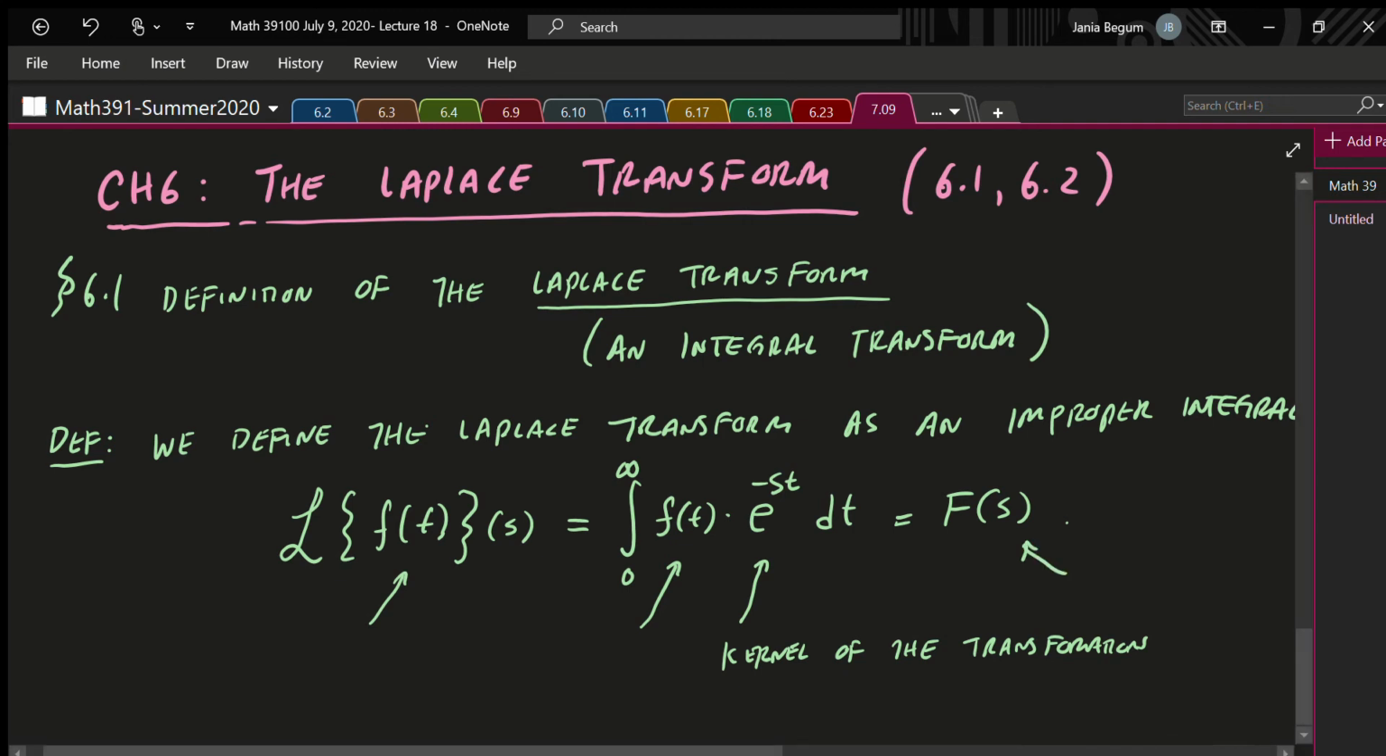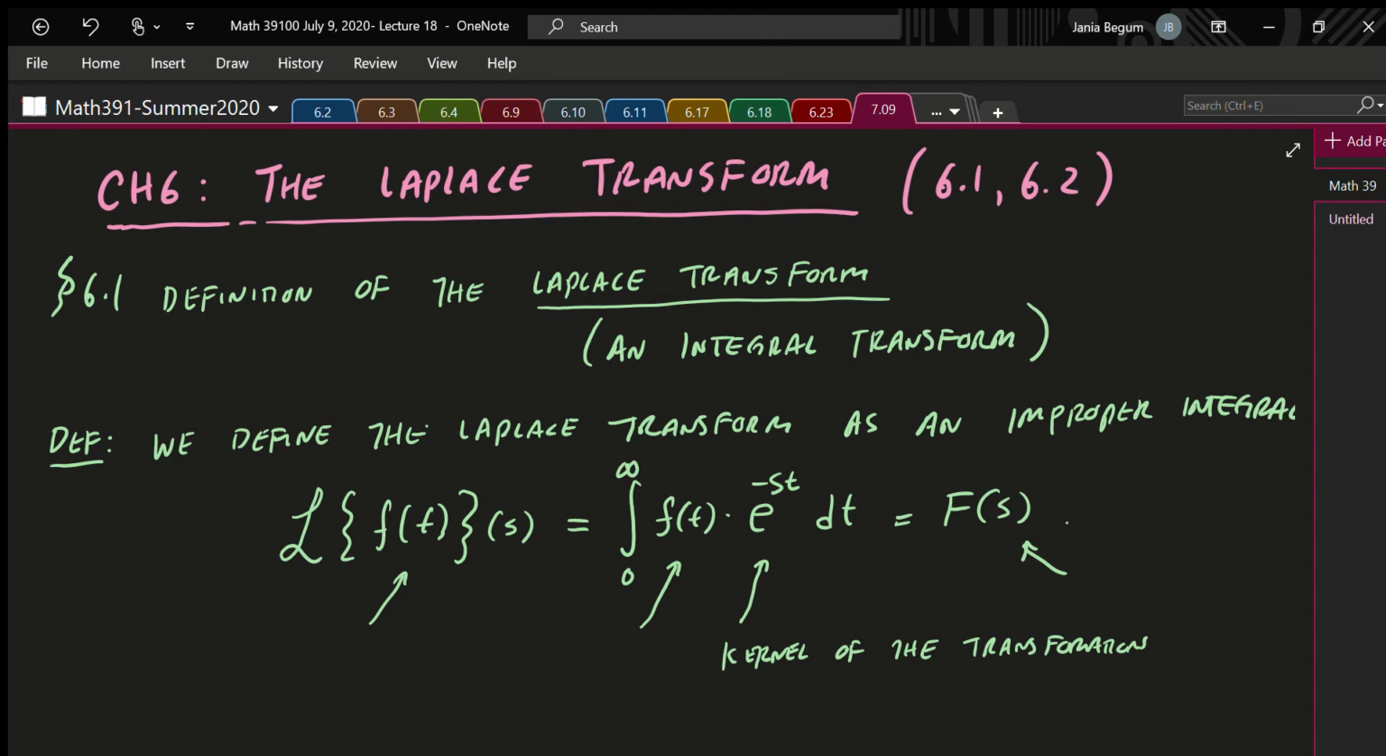So you input a function of t, and your output is completely transformed into a function of another variable, which is s. That's the idea with this transformation. Think of this as a new tool in your pocket. Just like integration is a tool and differentiation is a tool, the Laplace transform is another tool that you can add to your knowledge of math.